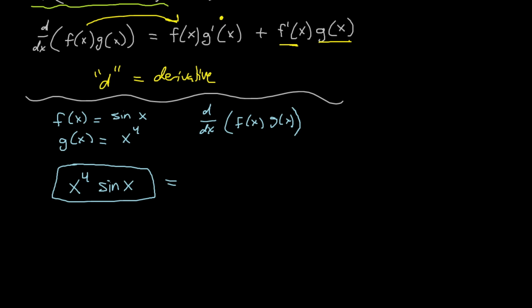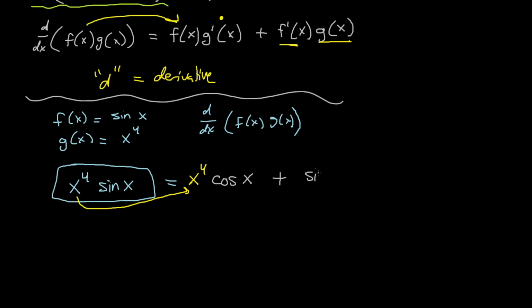We're going to take our first, which is x to the fourth, and then multiply it by the derivative of our second, which is sine of x. So the derivative of sine of x is just cosine of x. Okay, so that was first d second, and now we do plus second d first. And so that's going to look like this.